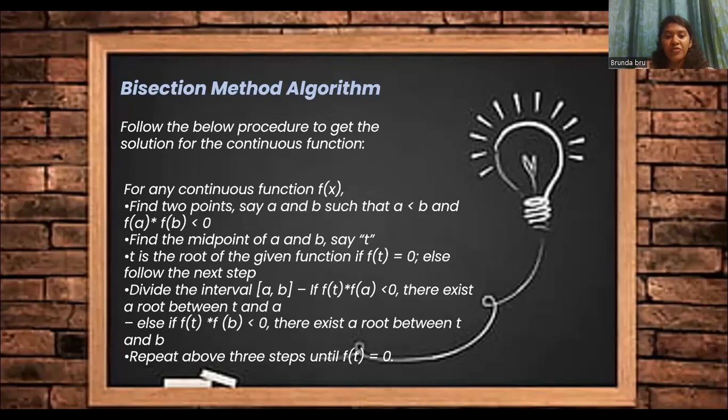Find the midpoint of a and b, say t. t is the root of the given function if f(t) is equal to 0, else follow the next step. Divide the interval [a, b]. If f(t) times f(a) is less than 0, there exists a root between t and a. Else, f(t) times f(b) is less than 0, there exists a root between t and b. Repeat the above 3 steps until f(t) is equal to 0.